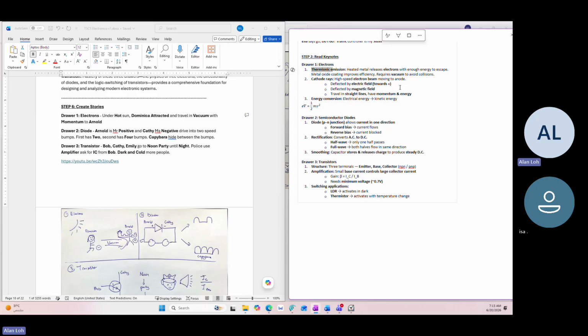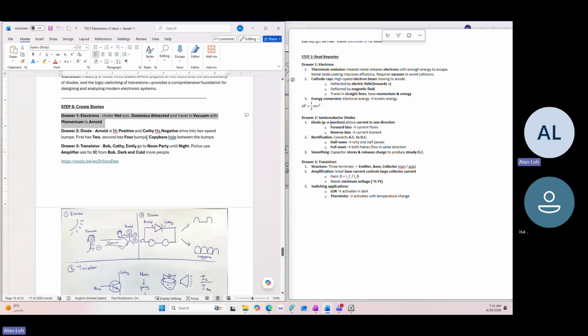I think you also know why I put a vacuum over here, right? To help you remember that during that experiment, you require a vacuum to avoid collisions of the electrons. Then momentum: the electrons travel in a straight line, having momentum and energy, right? So that is the story for drawer number one. Let's go to drawer number two.